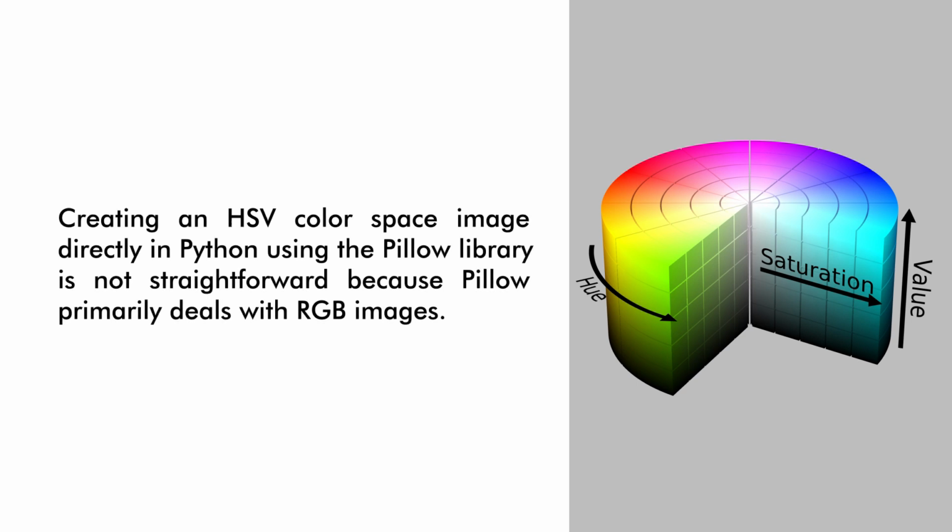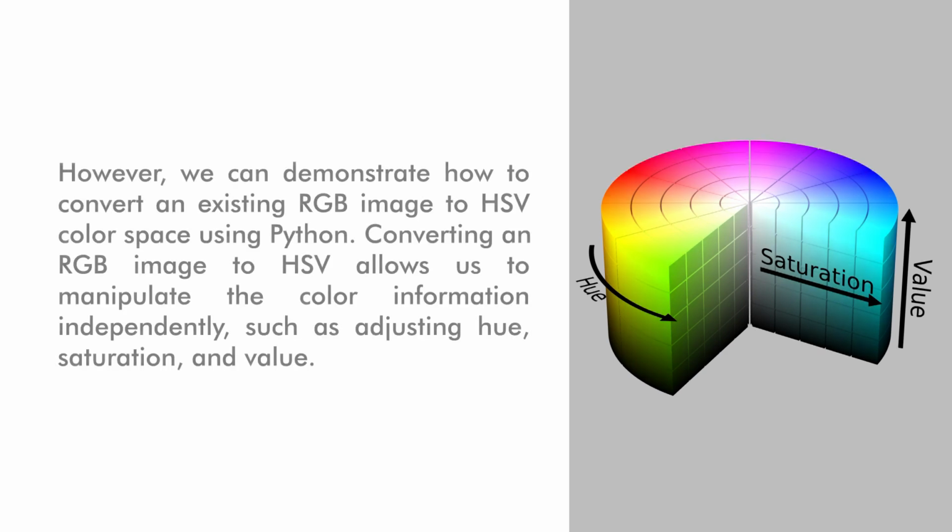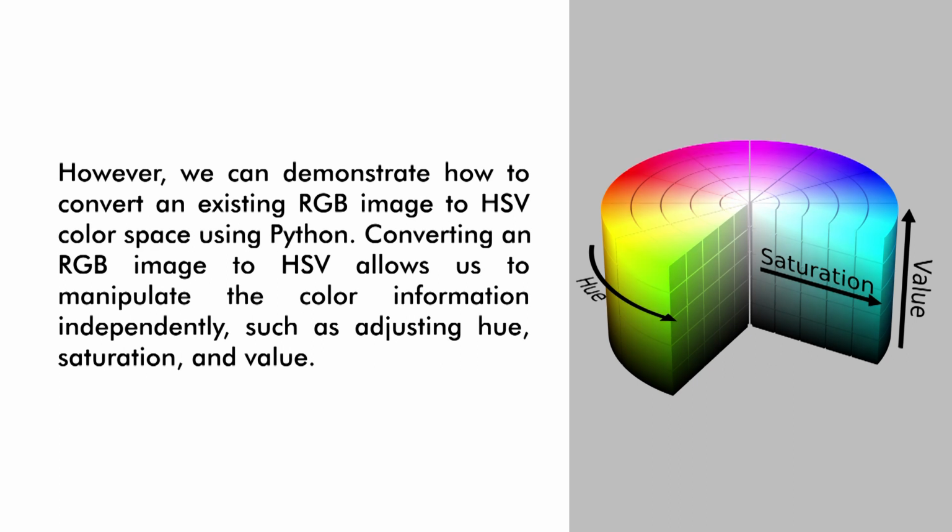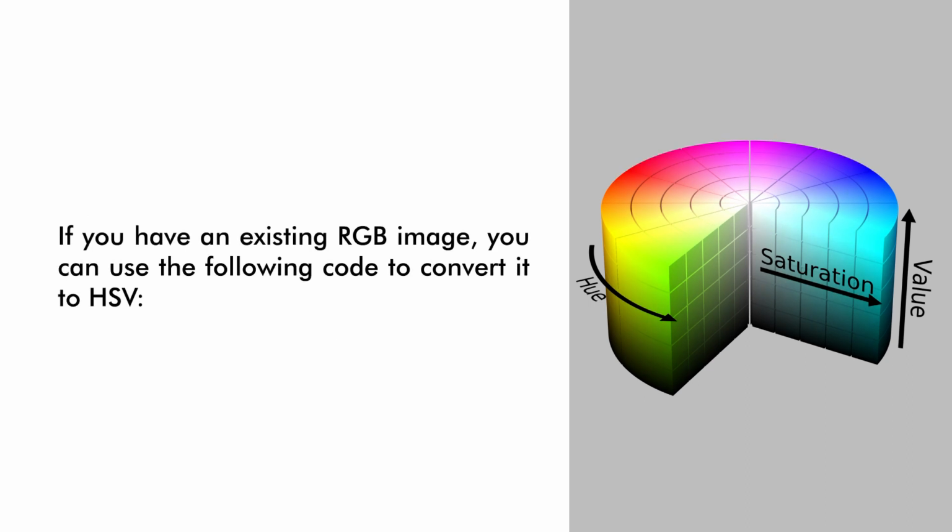To create an HSV color space image, we have to deal directly with the Python code using the Pillow library, but here also there is no straightforward method because Pillow primarily deals with RGB images. However, we can demonstrate how to convert an existing RGB image to HSV color space using Python. Converting an RGB image to HSV allows us to manipulate the color information independently, such as adjusting hue, saturation and value. If you have an existing RGB image, you can use the following code to convert it to HSV.